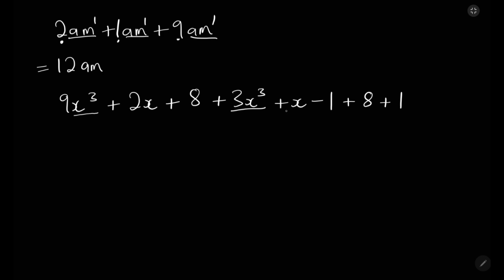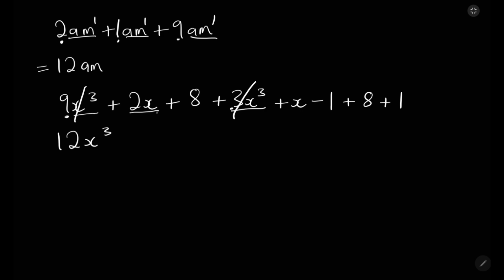Let's check for other like terms. Plus x, not a like term, minus 1, not a like term, plus 8, not a like term, plus 1. That's not a like term. So we have 9 plus 3. So you write 12 here, you write our variable x, you write our exponent 3. So we can cancel those terms.